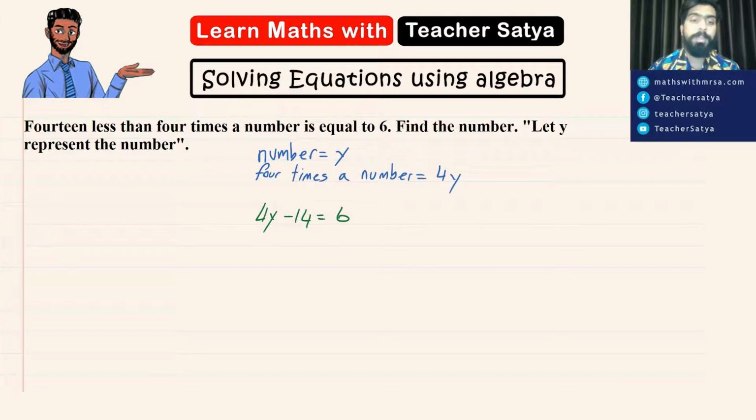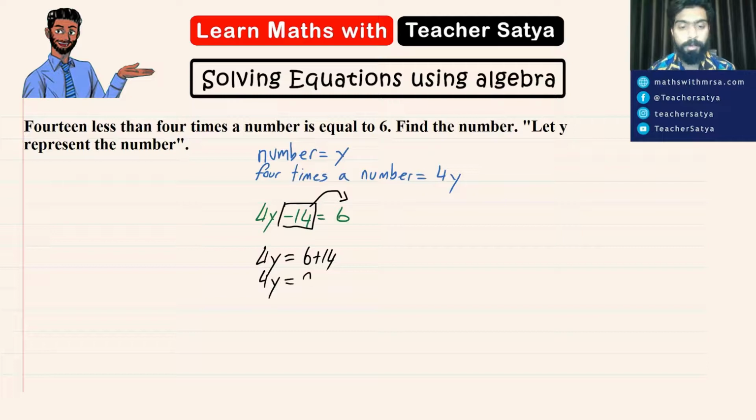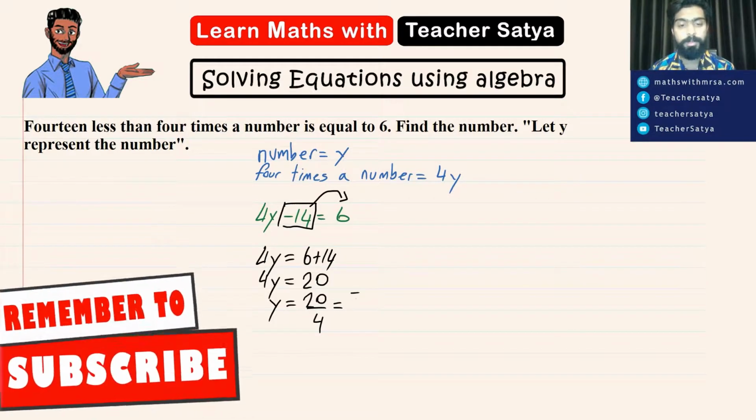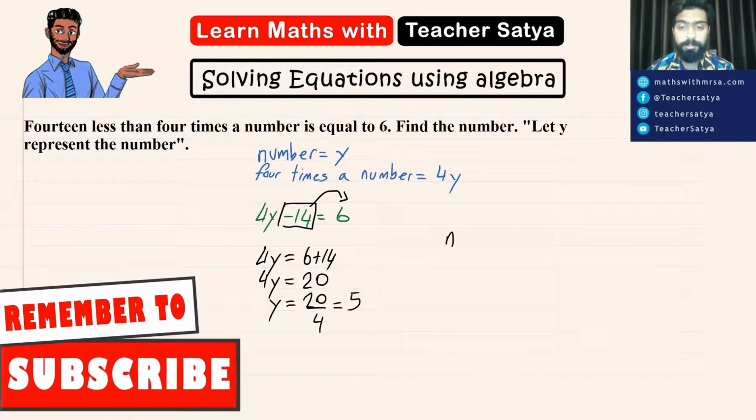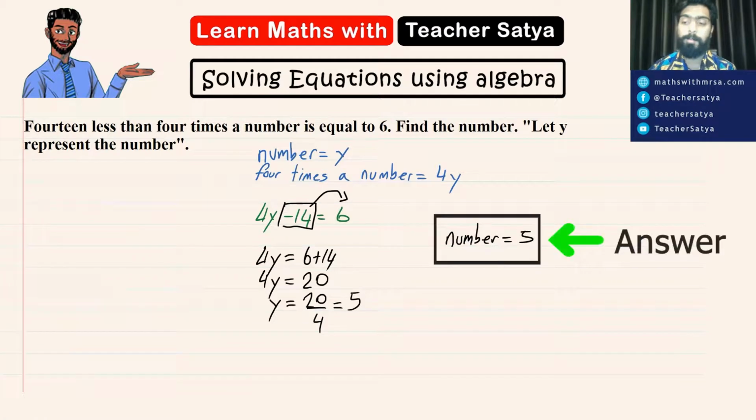Alright guys, now we are back to simple linear equations. I'm going to start out by transposing negative 14 to the other side. So I would have 4y is 6 plus 14. 4y is equal to 20, and I'm going to transpose 4 to the other side now. So y is equal to 20 over 4, which is equal to 5. So in this case, the number that we are looking for is equal to 5.